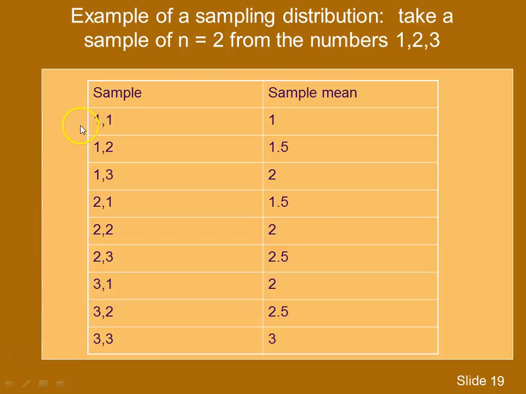I might pull a 1 out the first time and a 1 out the second time. Or I might get a 1 and then a 2, or a 1 and then a 3, etc. There are 9 possible samples here. I'm going to take the average of these samples. In other words, I'm going to calculate the sample mean. The numbers 1 and 1 have an average of 1. 1 and 2 have an average of 1.5. 1 and 3 average to 2, and so forth.